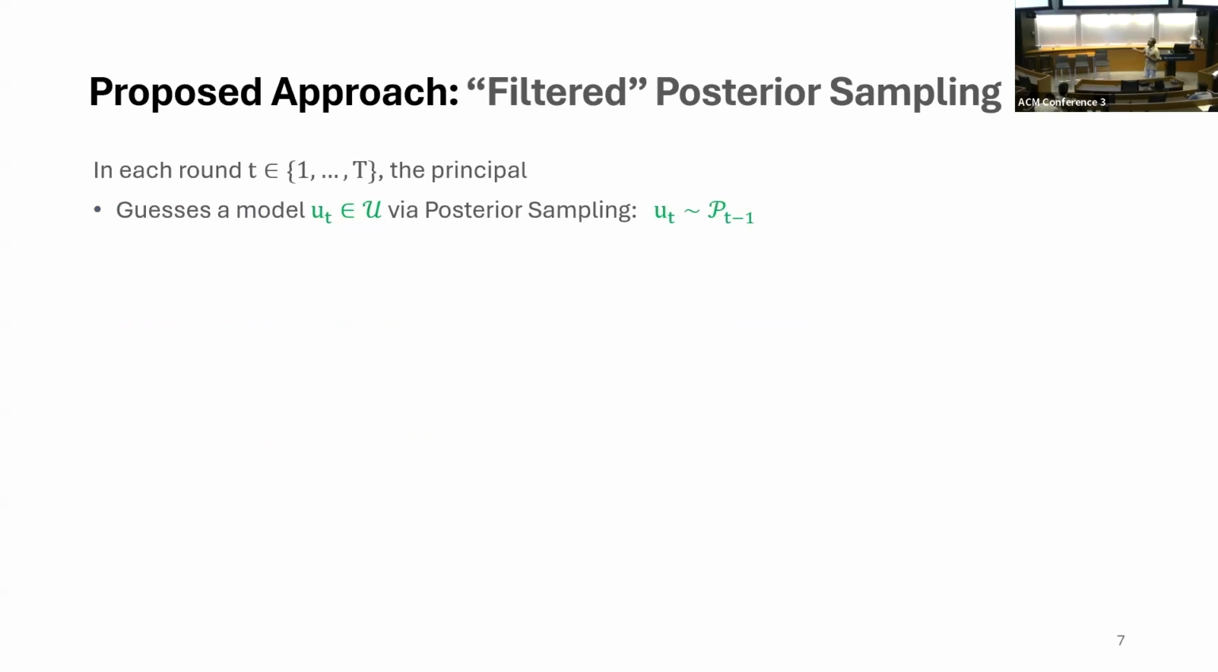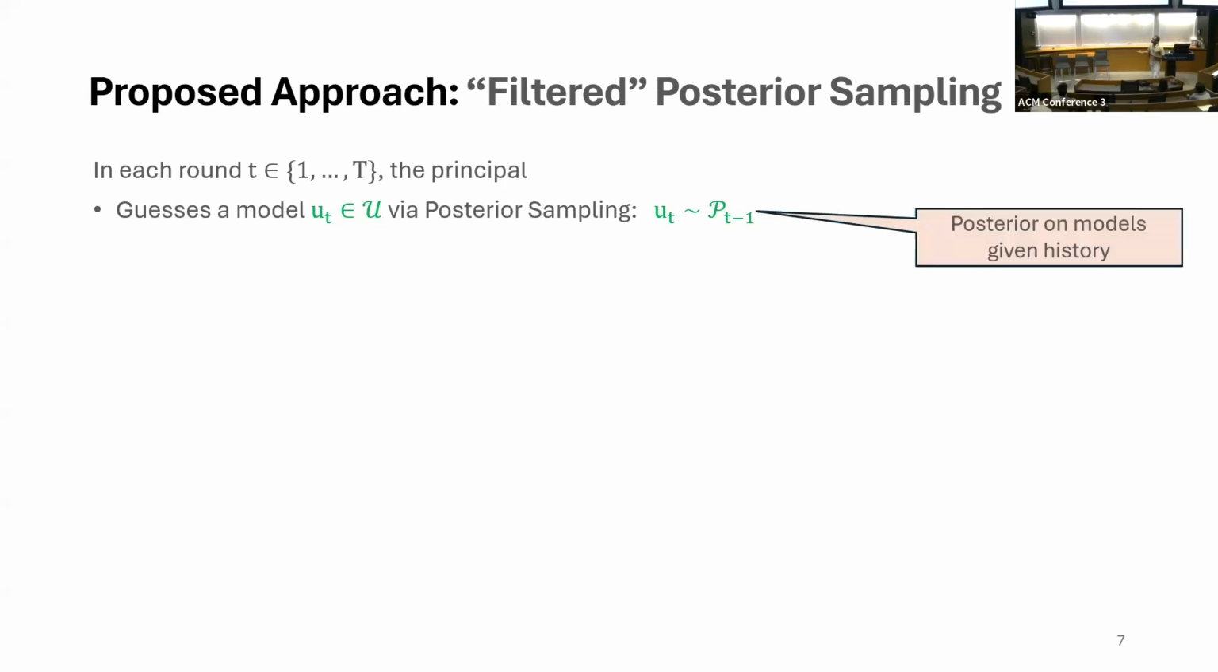I'll dive right into what our proposed algorithm does. We're calling it filtered posterior sampling, and why we're using "filtered" will be clear in a couple of seconds. Posterior sampling, by definition, guesses the model UT at each time from a posterior distribution PT. This is the posterior distribution of models given the history. This is the private information that the principal has.